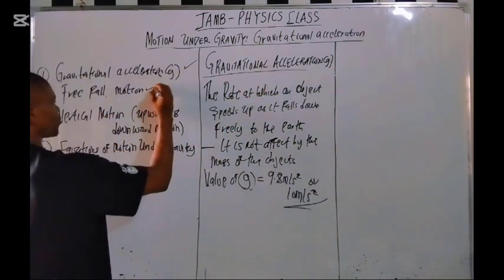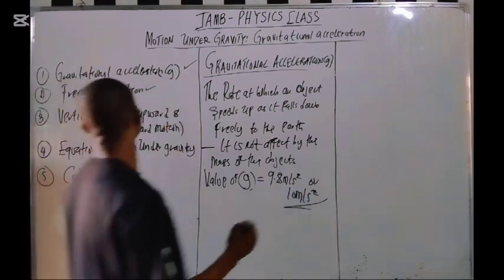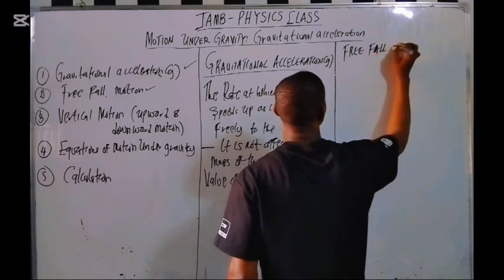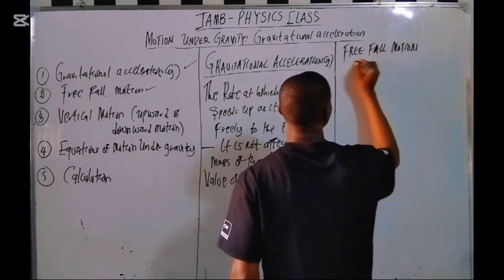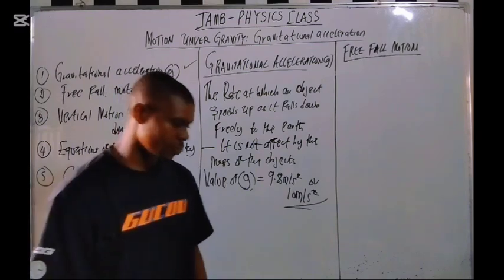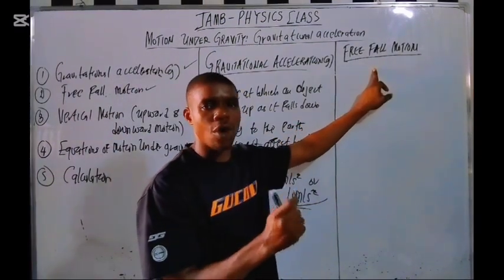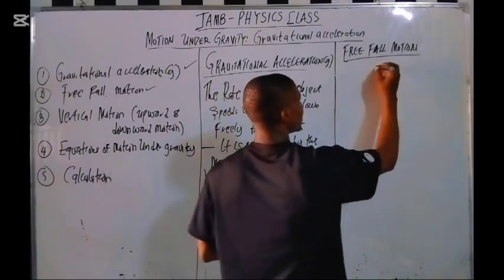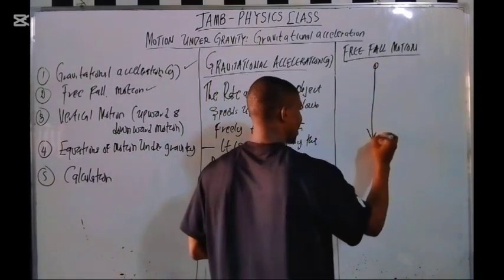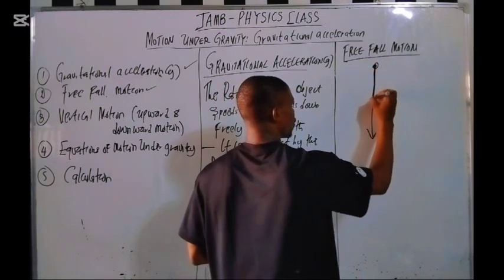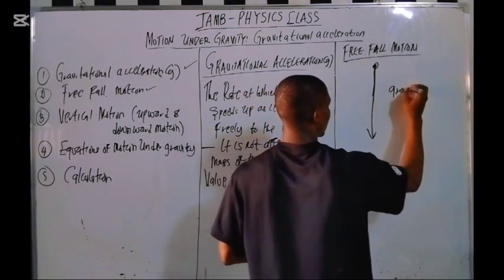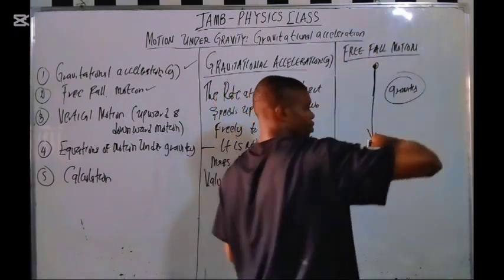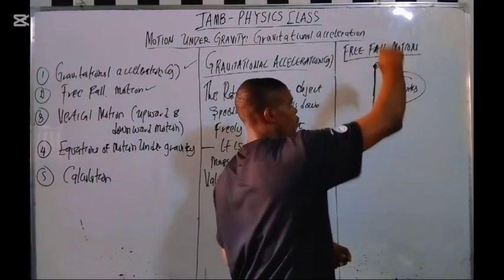Now look at free fall motion. What is free fall motion? Free fall means the force acting on the object is only gravity. So when an object is in free fall, it is moving downward, and the force that is acting on it is called gravity, or the gravitational force. That is called free fall. It is moving downward, it is falling down.